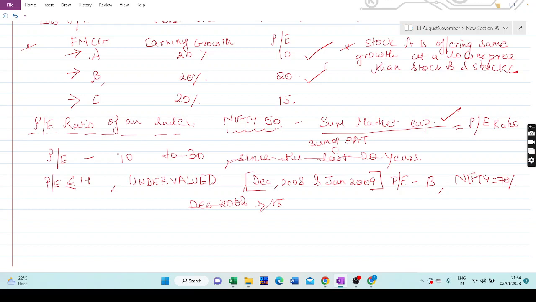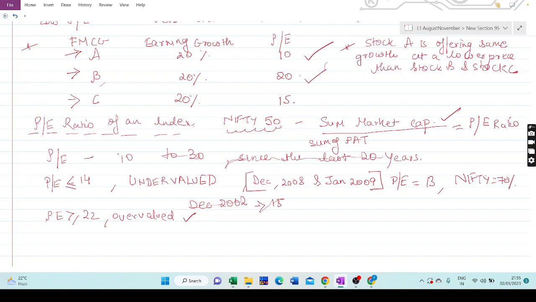So if Nifty's P is less than 14, it's considered undervalued, and when its P is greater than 22, we can say that Nifty is overvalued. And guys, in the periods that follow such a high P, we usually see negative returns. So this is for your practical knowledge.